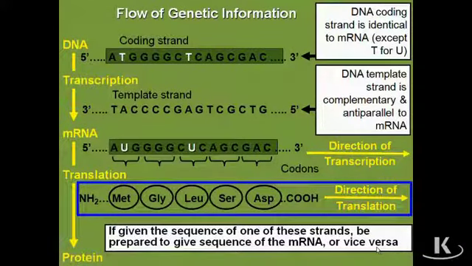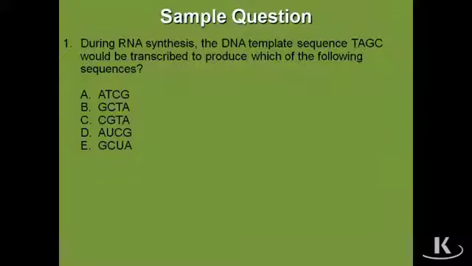Another thing you should consider is that a classic board question is to give you the sequence of the coding strand of DNA, or the sequence of the template strand of DNA, and ask what the mRNA from this is going to look like. Classic question. Or to give you the mRNA sequence and ask what the DNA it was derived from looks like. So you need to know what the coding strand would look like, and you need to know what the template strand would look like. So just to practice this, there are some sample questions.